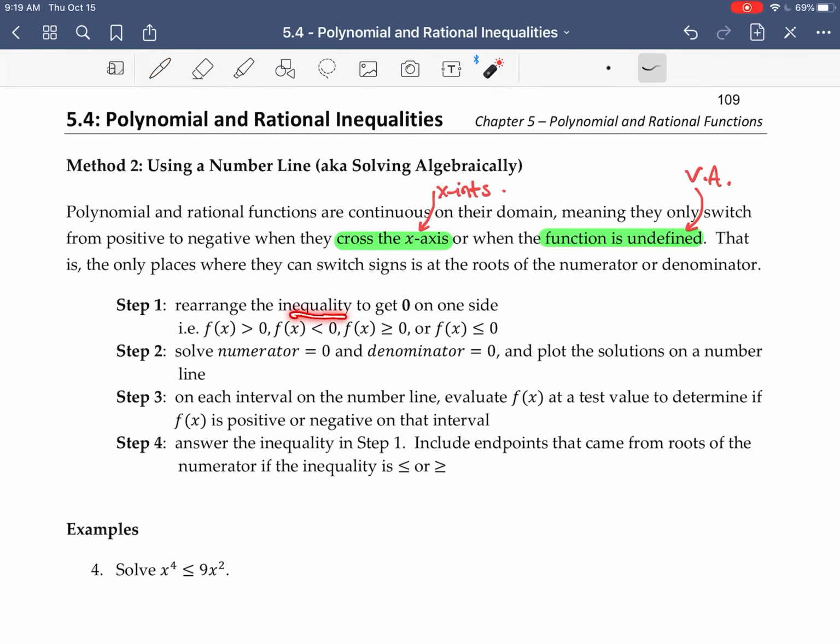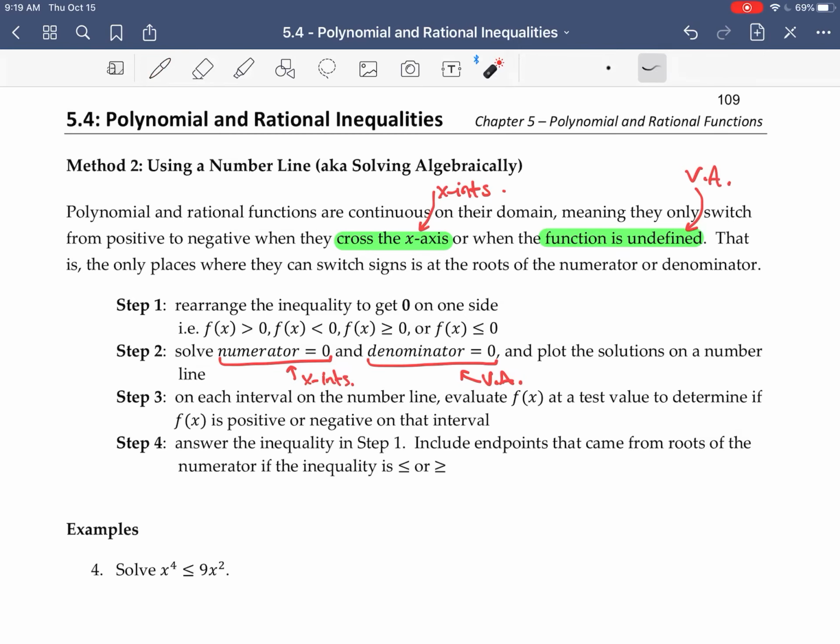Rearrange the inequality so you have 0 on one side. Solve for where the numerator is 0, if it's simplified. These are the x-intercepts. Solve for where the denominator is 0. These are where the vertical asymptotes are. Plot the solutions on a number line.